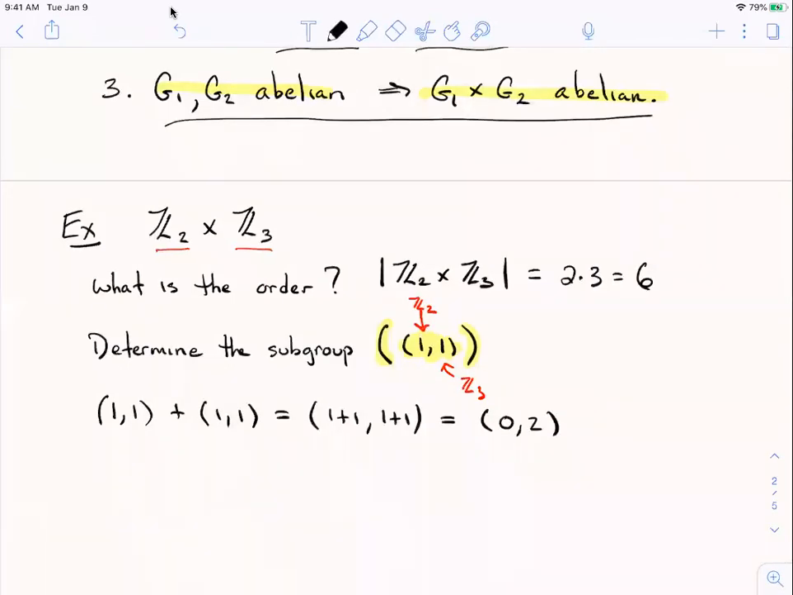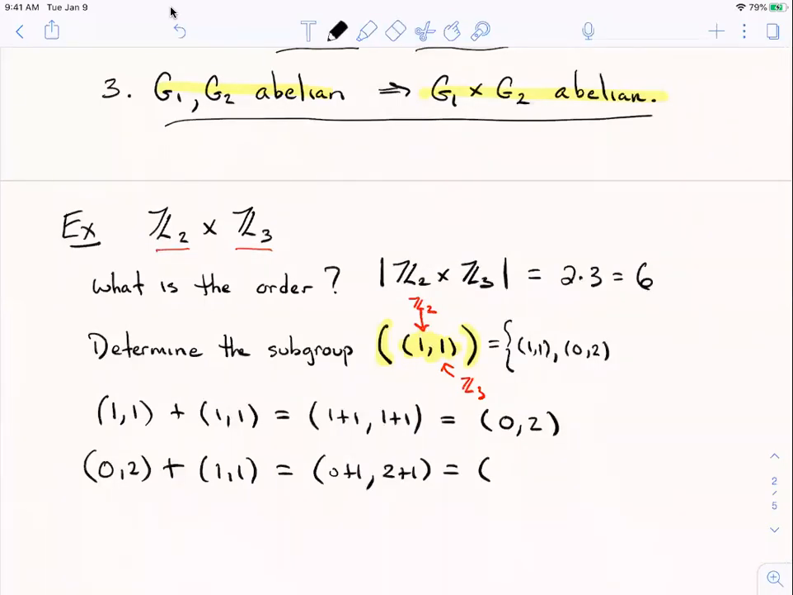All right. So let's start listing its elements. Maybe if I write nicely, I can fit them in here. So we know we certainly have the generator itself. We just picked up the element 0, 2. And so now I should take the element 0, 2 and add 1, 1 to it. Well, that's going to be 0 plus 1, comma 2 plus 1. And simplifying, that's 1, comma 0, right? 2 plus 1 is 0 in Z3. So we've picked up a third element. It's not the identity, so we better keep going.